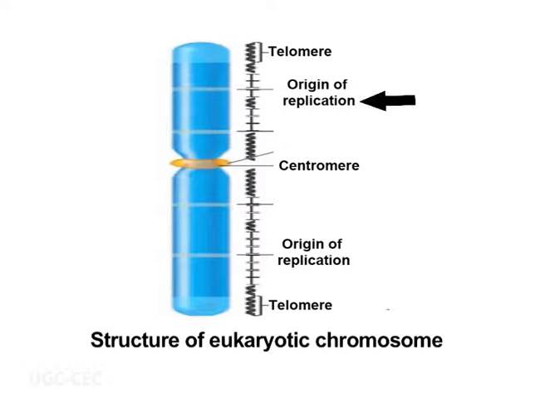The first is the origin of replication. The second is centromeres, and the third is telomeres. So what are origins of replication? Origins of replication are the points at which initiation of replication in the case of eukaryotes takes place.